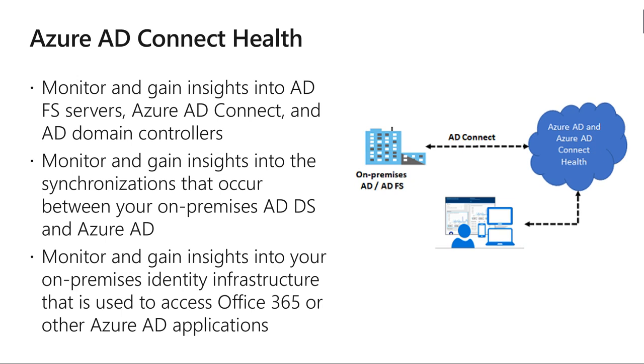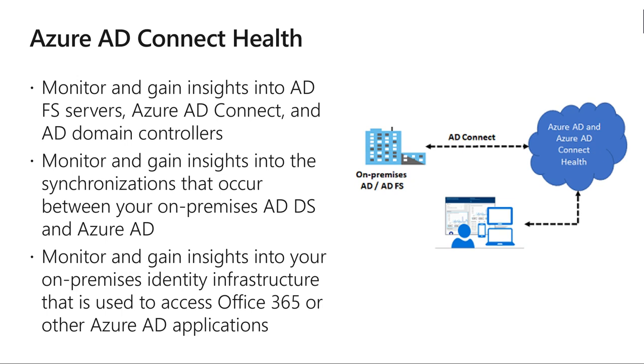So Connect Health provides robust monitoring for your on-premises identity infrastructure. It doesn't matter the cloud ones, right? It monitors the on-premises. It enables you to maintain a reliable connection to Office 365, and this reliability is achieved by providing monitoring capabilities for your key identity components, and also making the key data points about these components easily accessible. So let me show you one of the emails I keep getting when something goes wrong.